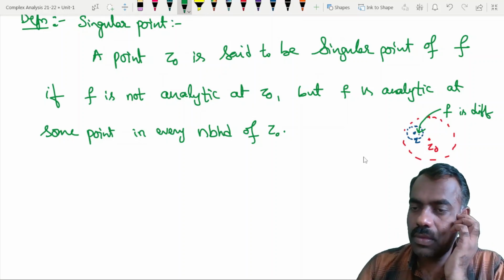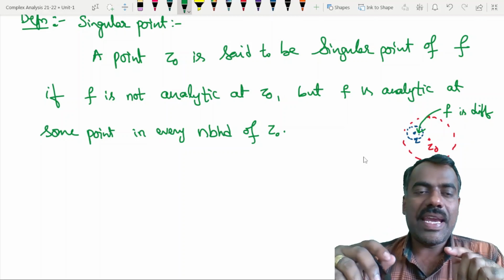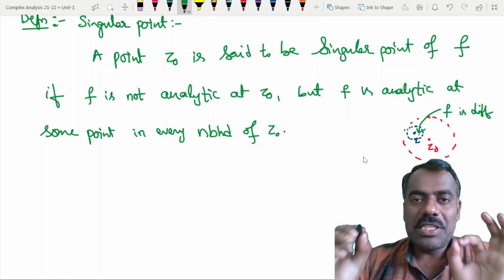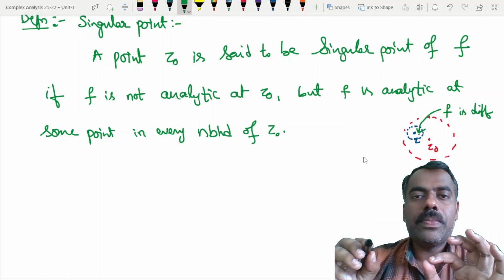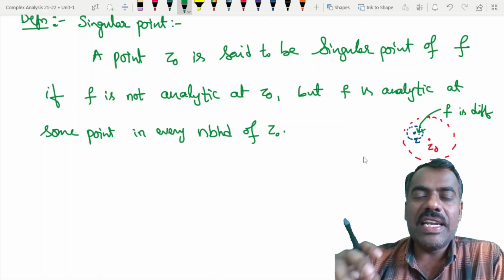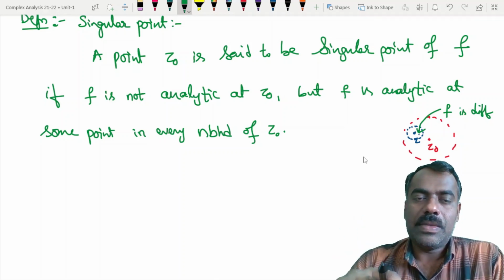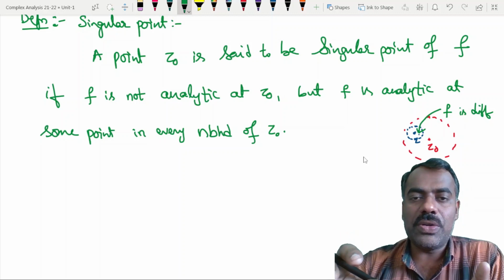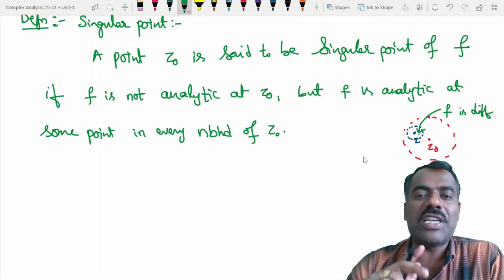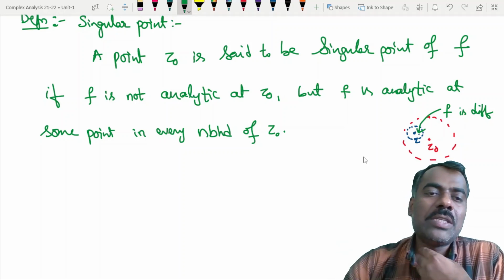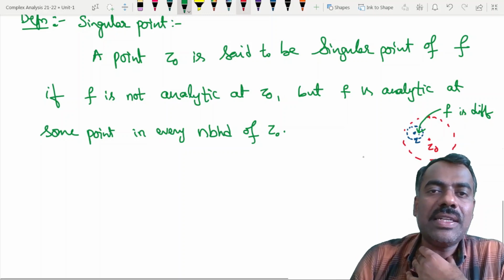So let me repeat again. A point is said to be a singular point if, first of all, f is not analytic at z naught. That means whatever neighborhood of z naught you take, at least there will be one point where f is not differentiable. Is that clear? What is meant by saying f is not analytic at z naught?